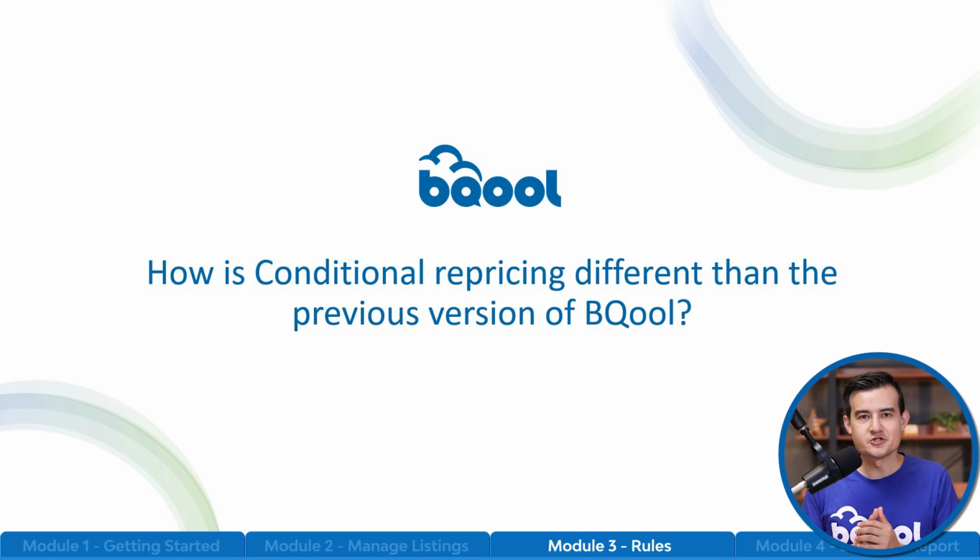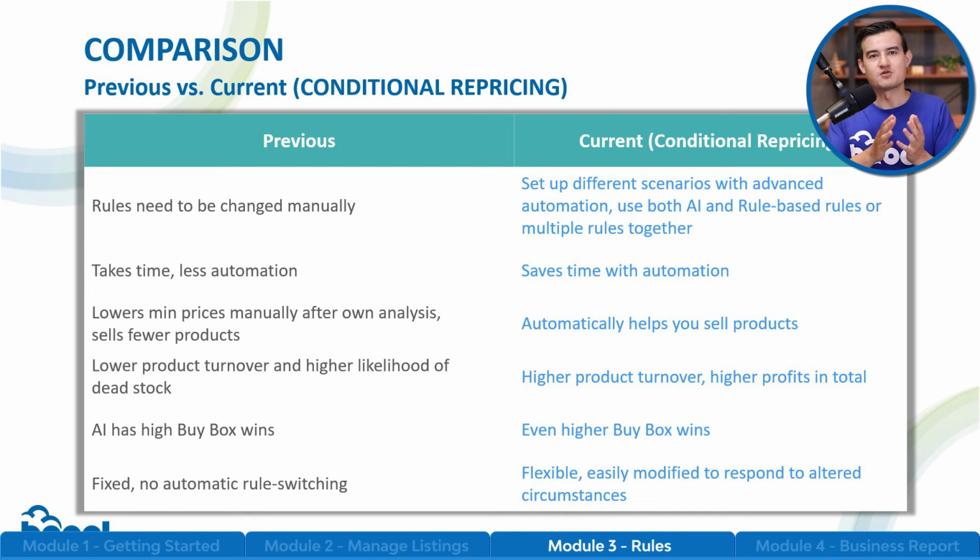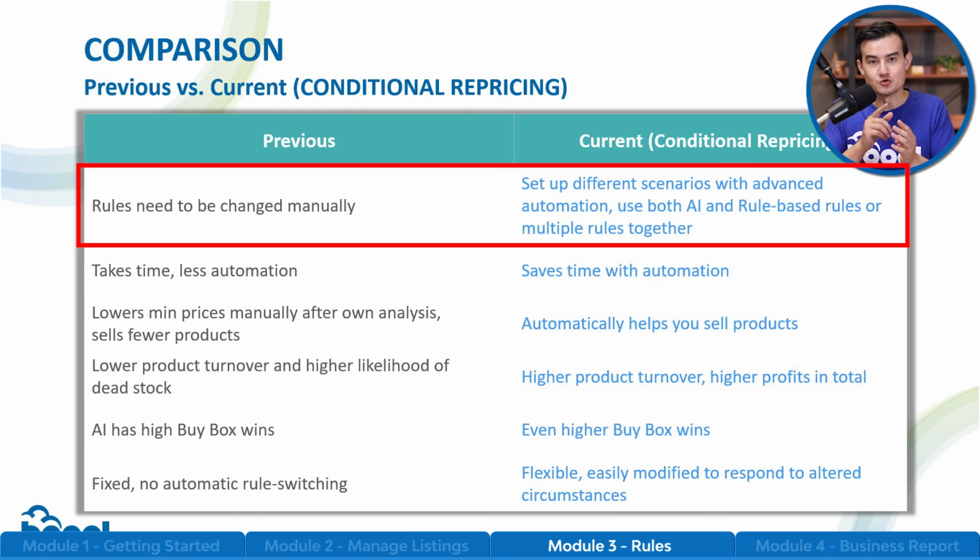So how is conditional repricing different from the previous version of BQool, and why is it AI 2.0? When you compare conditional repricing with the previous version, AI 1.0, that we launched many years ago, the pro of conditional repricing is that you can auto switch rules based on the market conditions, based on inventory levels, based on how long you have the product, based on the buy box win percentage, and a whole lot more.